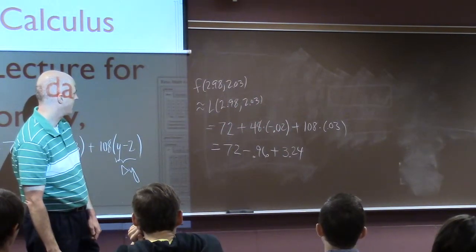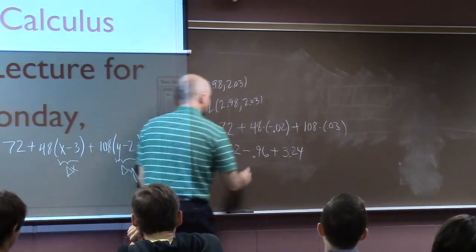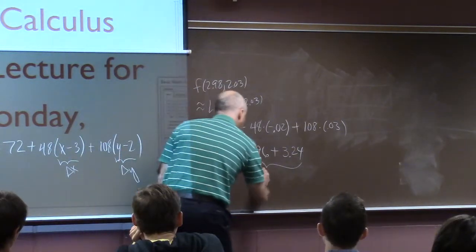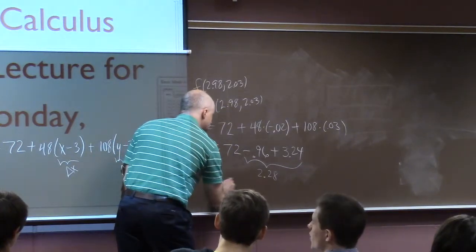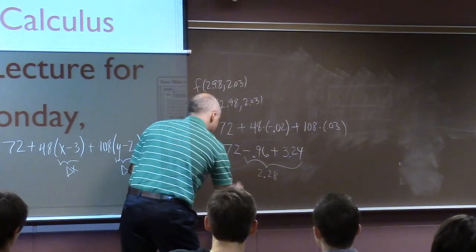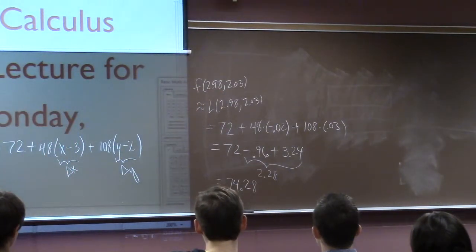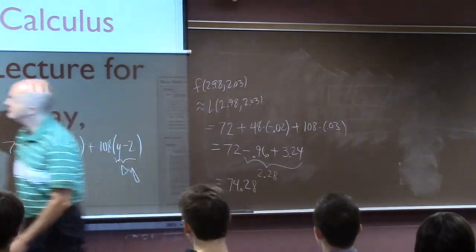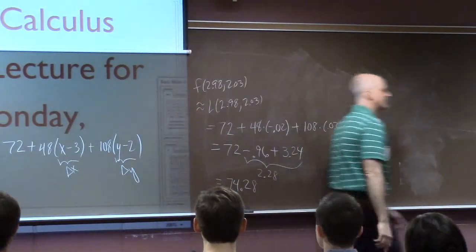Double check my work. I think that's right. 3.24 minus 0.96, that will be 2.28. That's being added to 72. So it looks like 74.28. Is that right? All right, let's check how close this is to that. You can try with your calculator right now if you like. I'll do it on Mathematica.